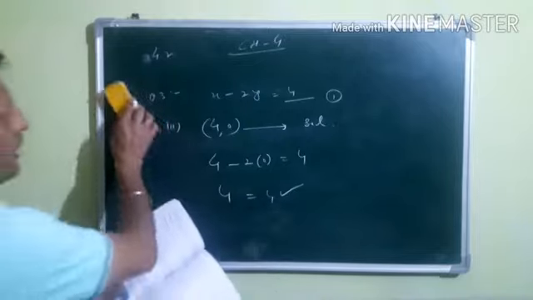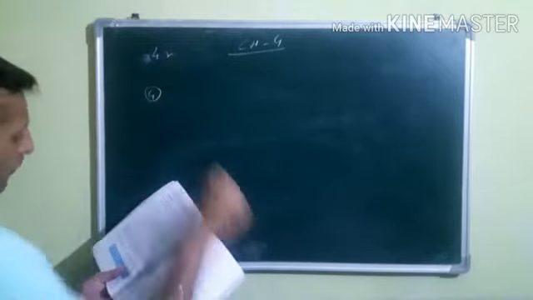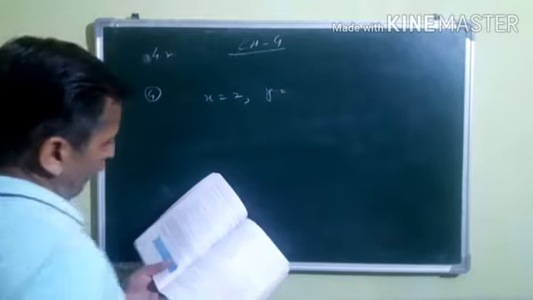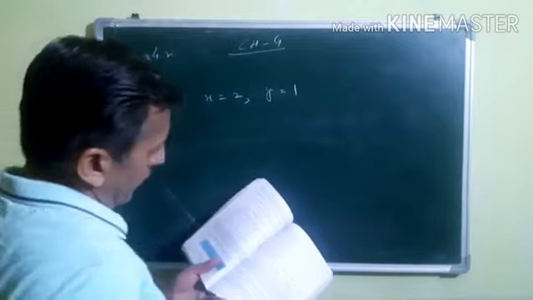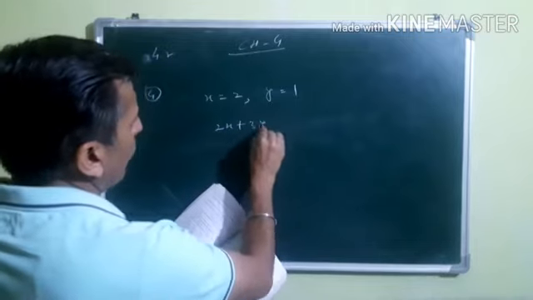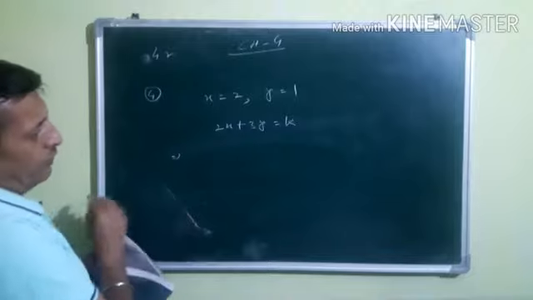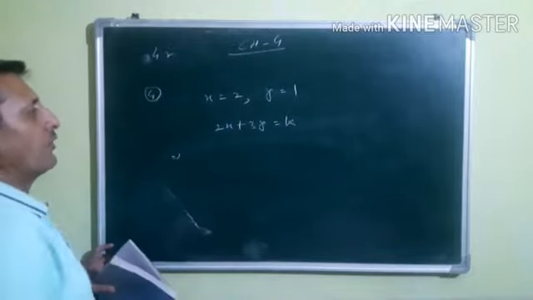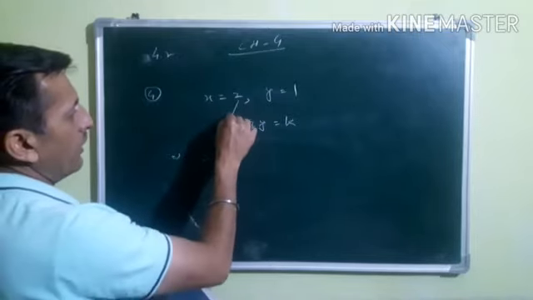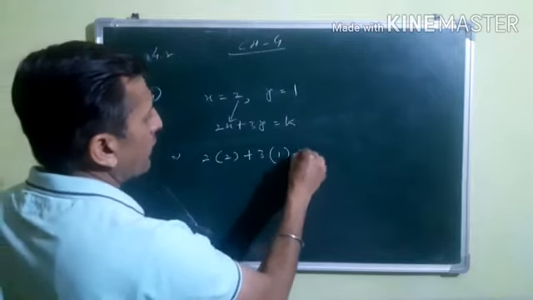Now I am taking the next, fourth part of the same exercise. In this part, he said to find the value of k if x is equal to 2 and y is equal to 1 is a solution of the equation 2x plus 3y is equal to k. If these are the solutions of this equation, definitely they will satisfy this equation. So I am going to substitute the values of the variables: 2 as it is, and now x is equal to 2, plus 3 into y, that is 1, is equal to k.